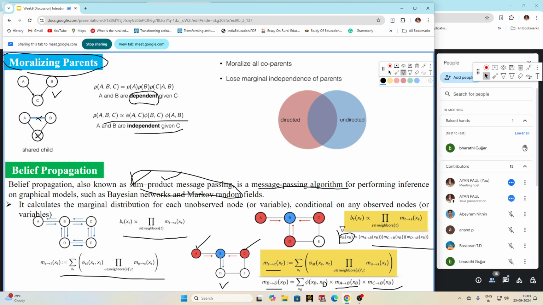Sir, in belief propagation, we are going to calculate the marginal distribution. We are taking both observed and unobserved nodes. For unobserved nodes, we are taking both the observed as well as unobserved values. How are we going to identify which node is observed and which node is unobserved? It will be mentioned to you in your question, or in the system.